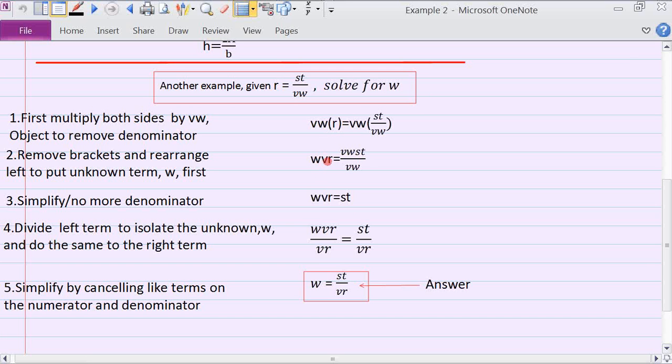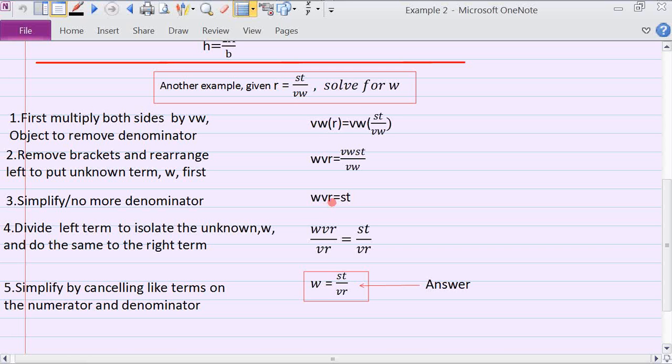So we've got WVR equals VW times ST over VW, and I still have this VW here. So the VW here and the VW cancel. The V and the W cancel, and I'm left with ST. So WVR equals ST. Notice I have the variable that I'm looking for on the left.